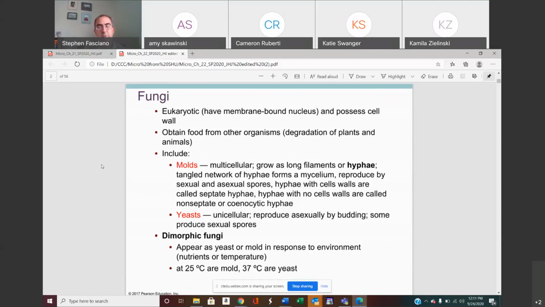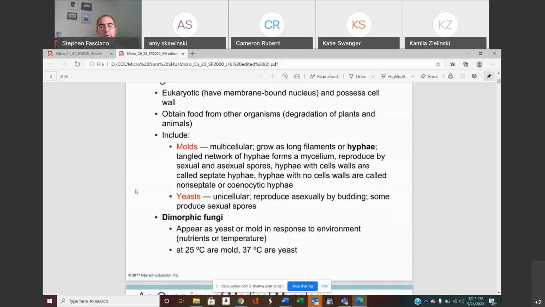Yeasts, on the other hand, are unicellular. They're just one cell big, and they reproduce by budding. So off of one yeast, another bud kind of forms. It gets bigger and bigger and just breaks off of that yeast and becomes its own new yeast. They produce what are called sexual spores. They produce spores, which is their means of reproduction.